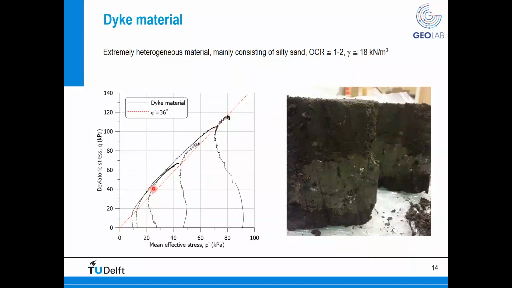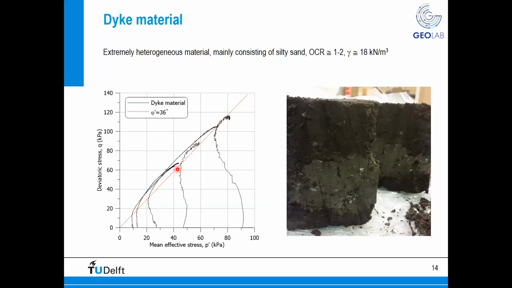This is a specific feature, especially of silty material, tested at very low confining stress. And when you increase the confining stress to 40 or 90 kPa, you see that basically we are switching off this tendency to dilate. So basically the dyke material was characterized with a friction angle at critical state of about 36 degrees.